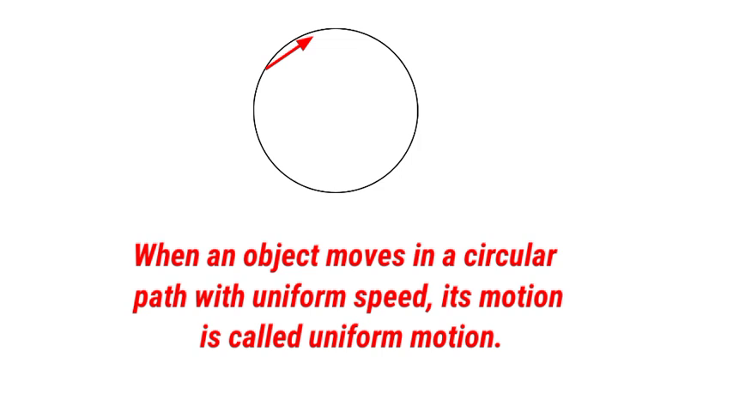Since the velocity changes due to the changing direction of motion, the motion of a body moving along a circular path is therefore an example of accelerated motion. When an object moves in a circular path with uniform speed, its motion is called uniform circular motion. It may be any object or body. It doesn't matter. If it moves in a circular path with uniform speed, its motion is called uniform circular motion.